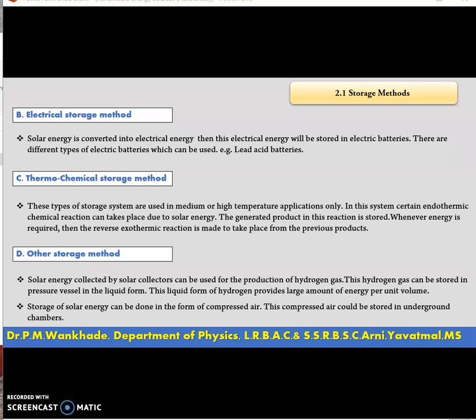One of the highly efficient devices converting hydrogen back to electricity is H2/O2 fuel cell, which has zero carbon emission during operation. We will study this topic in somewhat detail in upcoming lectures. Storage of solar energy can be done in the form of compressed air.